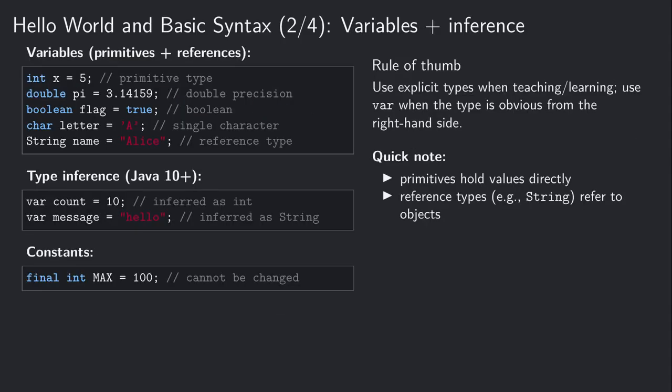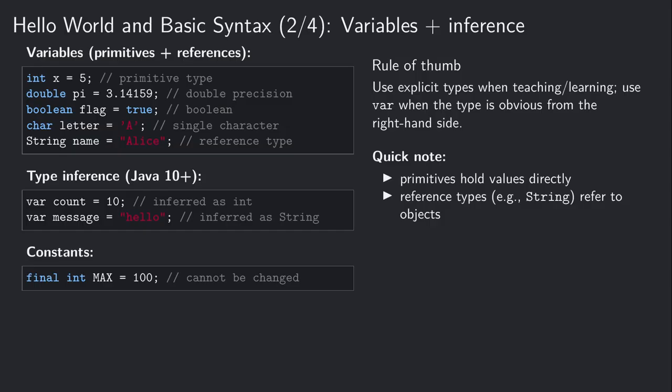Now we move to variables, and Java forces a fundamental distinction early: primitives versus references. int, double, boolean, and char are primitive types, values stored directly. String is a reference type; your variable holds a reference to an object. That distinction will matter later when we talk about sharing data across threads. Primitives are copied by value. Reference variables can point to shared objects, and that's where most concurrency pitfalls live.